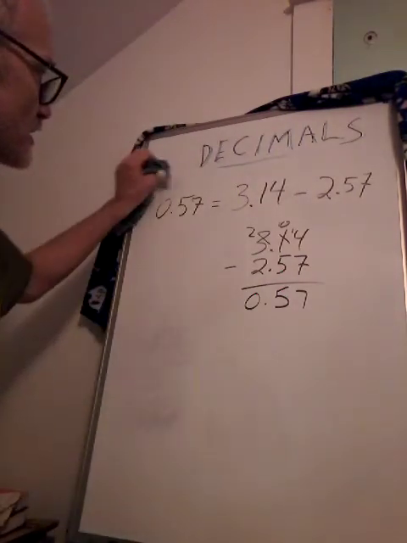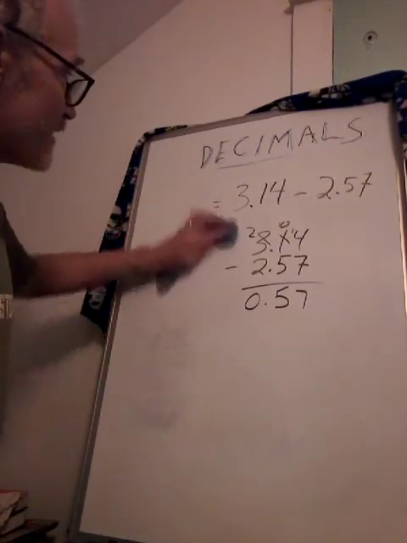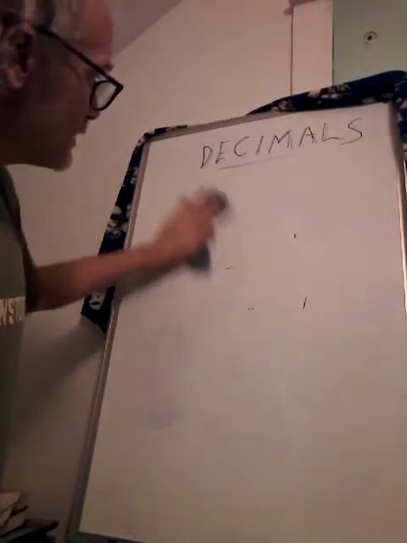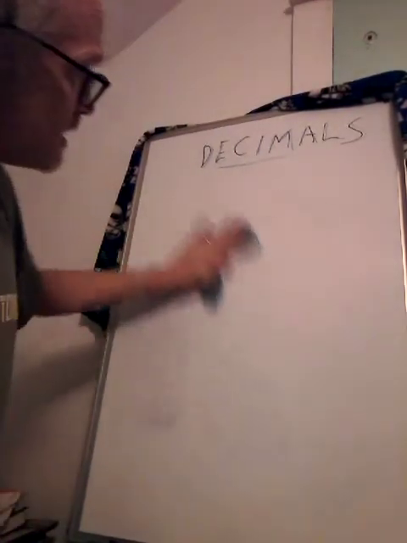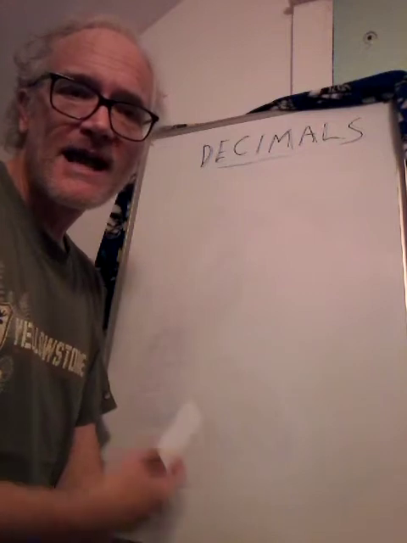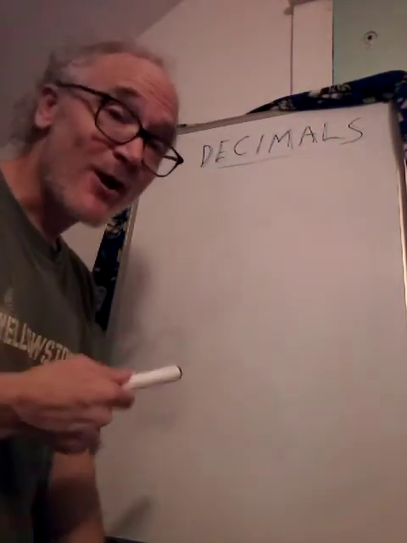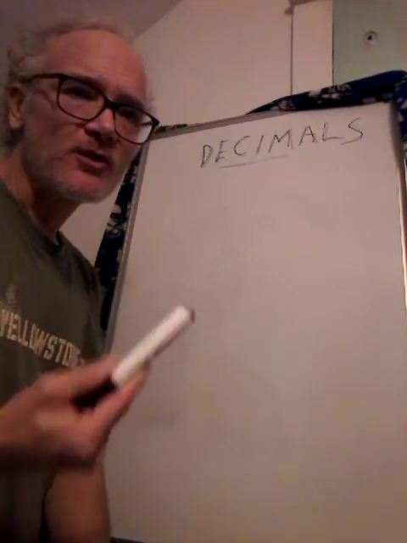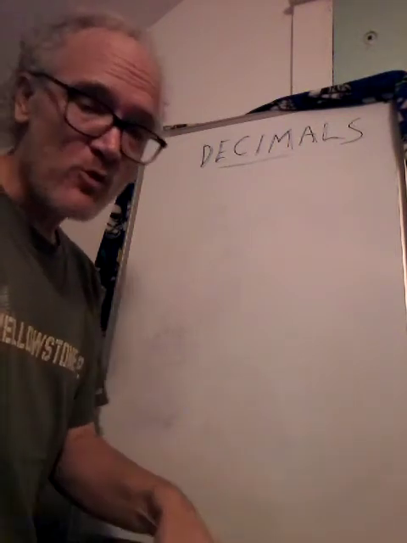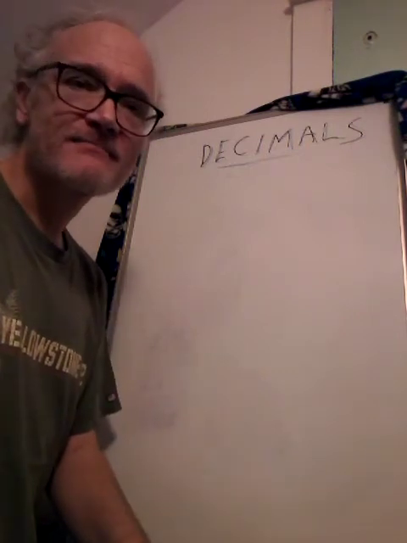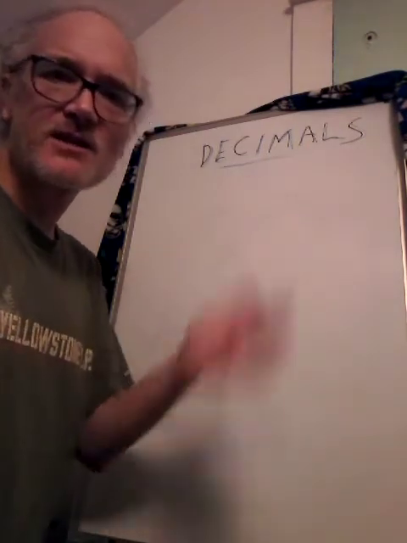Good. Okay. If you need help with that, what I recommend is stopping the video, going through the problems that I put on, seeing if you get it. If you don't, watch it again. And also, you can make up your own questions and then check it on a calculator to see if you're doing it right. With adding and subtracting, just line up the decimals.